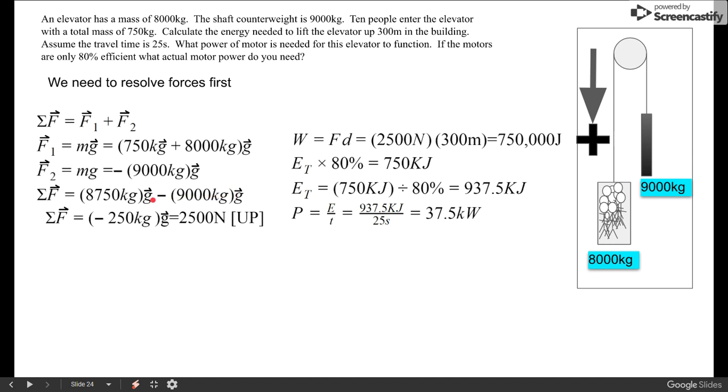Notice I kept the g out of the problem till the very end. It just saves my math a bit. You don't have to do that. With this 2,500 newtons up and a lift of 300 meters, we get 750,000 joules are necessary to lift the elevator. But the elevator is 80% efficient. So this is only 80% of what the elevator needed. The total energy the elevator used times 80% is this value. So to get total energy, we take the value we wanted, divide it by the efficiency, and we get 937.5 kilojoules. Set up the power formula, we get a 37.5 kilowatt motor.